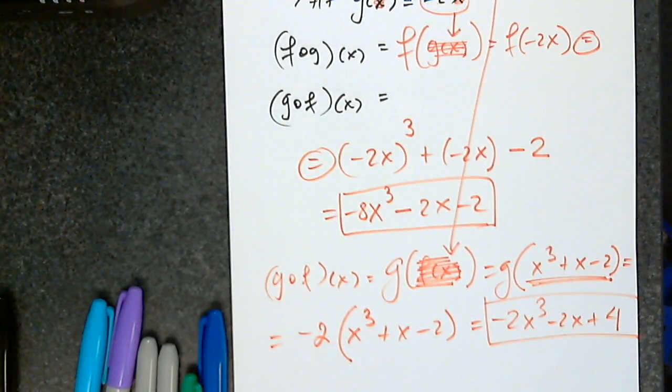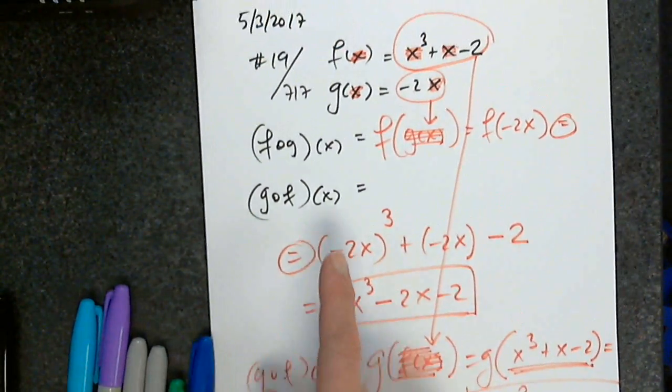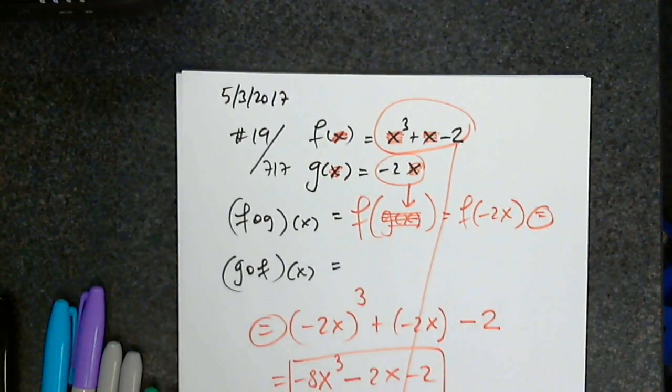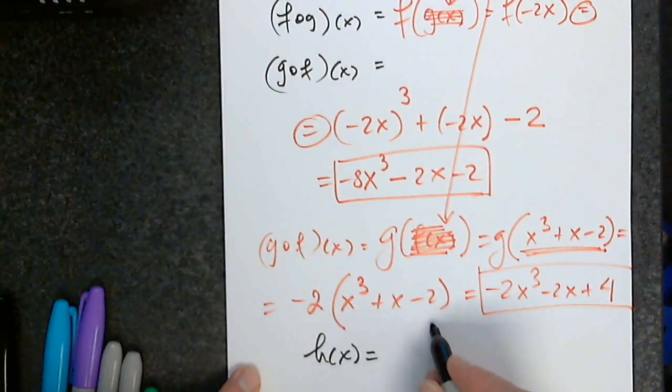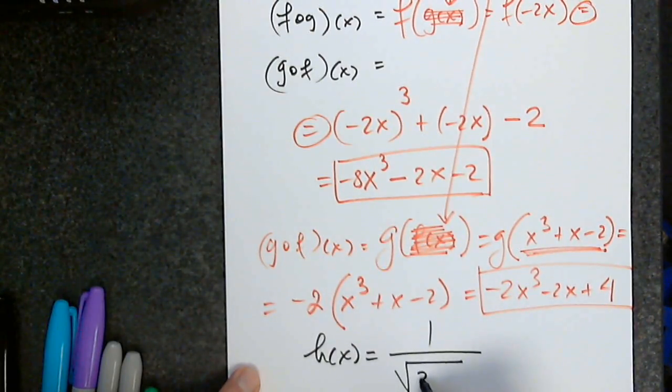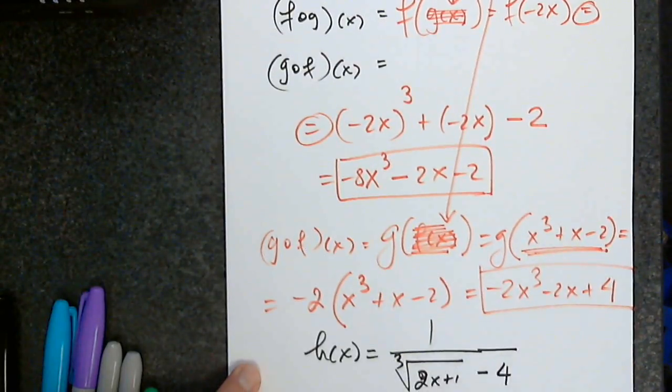Now, let's say that you have an equation h, and you are asked to decompose it. You cannot decompose this previous one into these two, or at least not in a useful way. But let's say, for example, I have h of x, which is 1 divided by the cube root of 2x plus 1, minus 4.